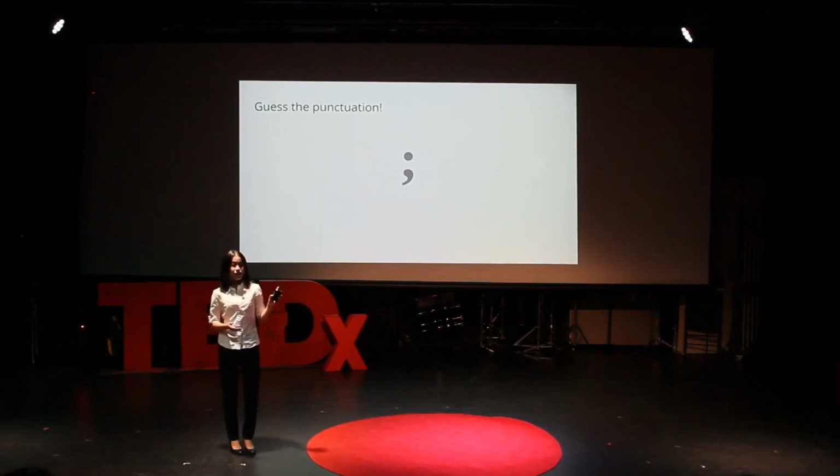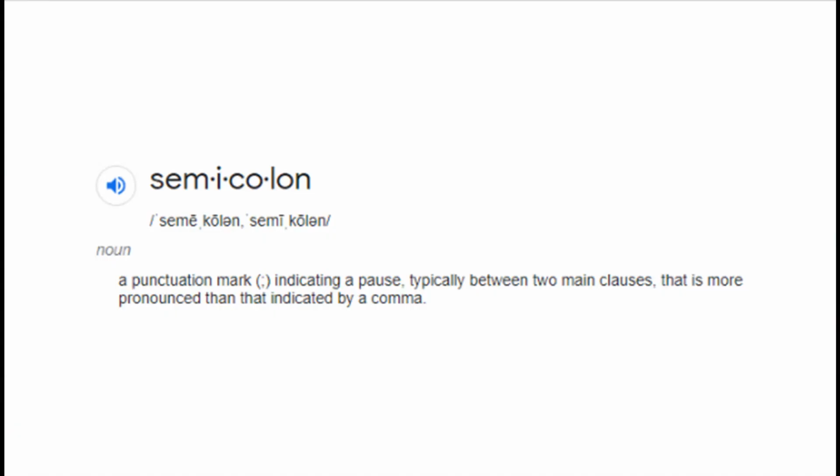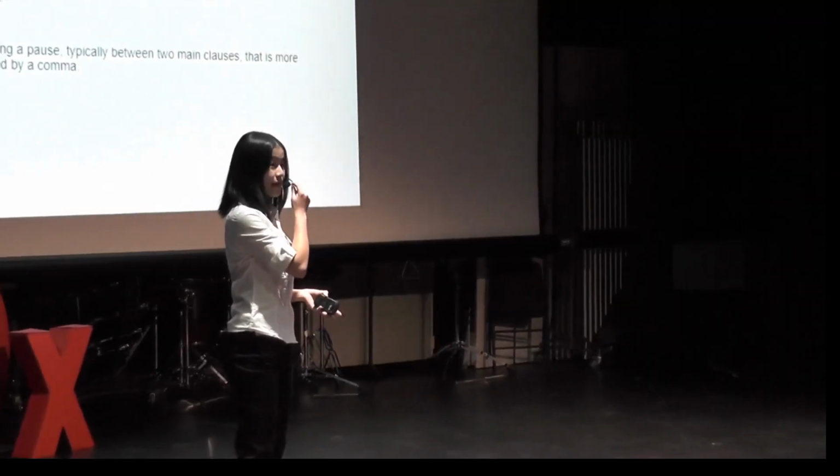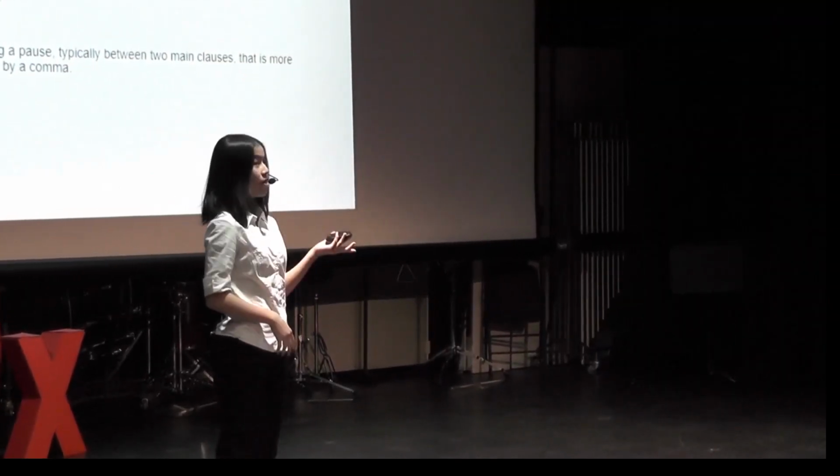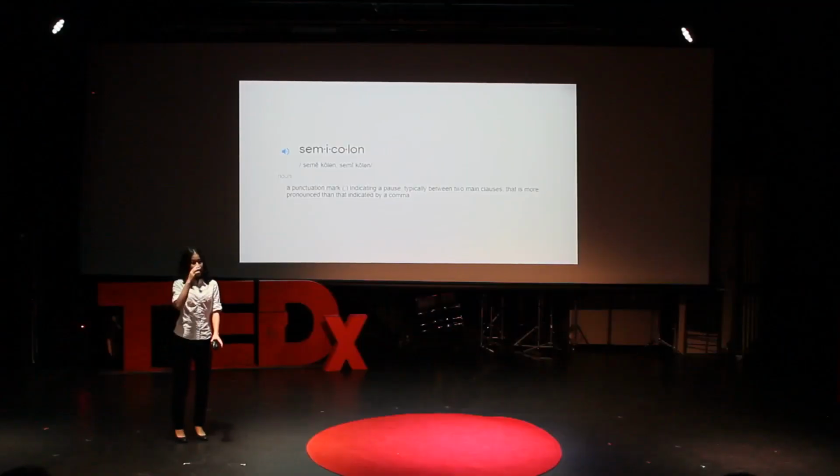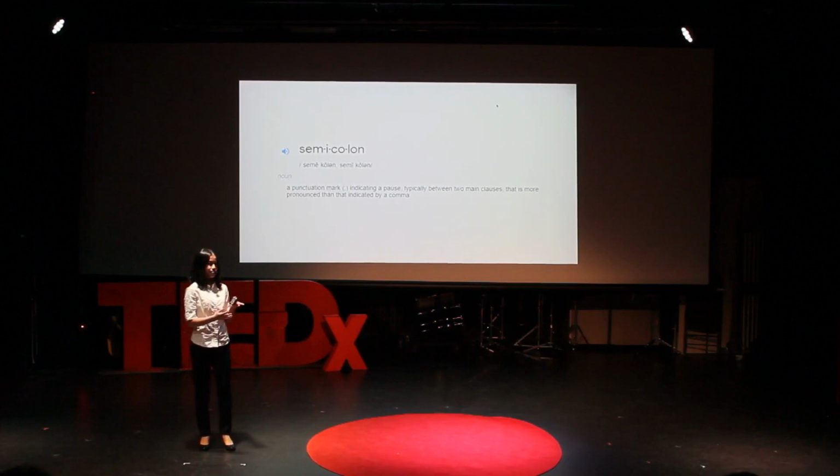Let's see what Google tells us about the semicolon. So Google tells us that the semicolon is a punctuation mark indicating a pause typically between two main clauses that is more pronounced than that indicated by a comma. Now you're probably wondering, okay, so semicolon, so what?